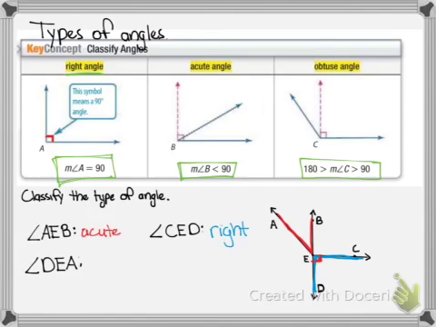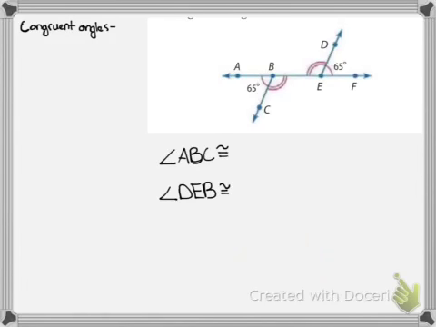And then the last one we have is angle DEA. That is this angle here. That is definitely greater than a corner, so that means it's an obtuse angle. All right, easy enough, right? Okay, moving on.